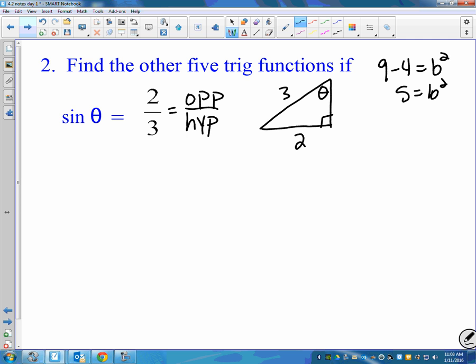I do not want decimals, all right? We want exact answers here. So we're going to say that b equals the square root of 5. So don't give me decimals on this when they ask for the value. And I'll say in the directions, give me the exact value, which means not decimal. Now that we have that, it's just like the last one, except that they already gave me sine. So I'm just going to start with cosine.